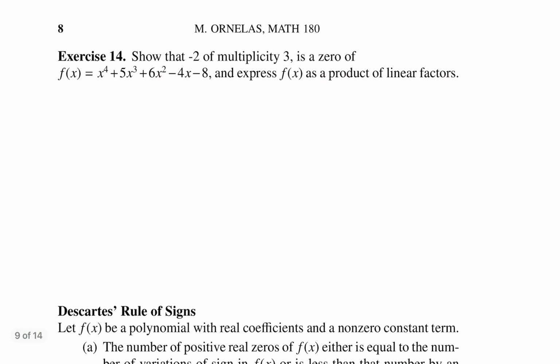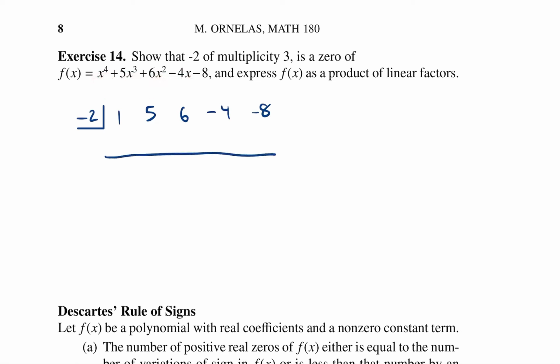All right, for this next example, it says, show that -2 of multiplicity 3 is a 0 of the function and express the function as a product of linear functions. The easiest way to show that -2 is a 0 is by doing synthetic division. So let's do -2 synthetic division, upper left corner. The coefficients are 1, 5, 6, -4, -8. Just make sure that there are no missing terms: 4, 3, 2, 1, 0. So there are no missing terms.